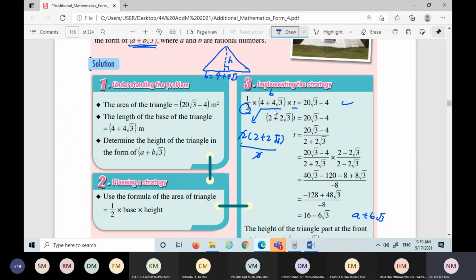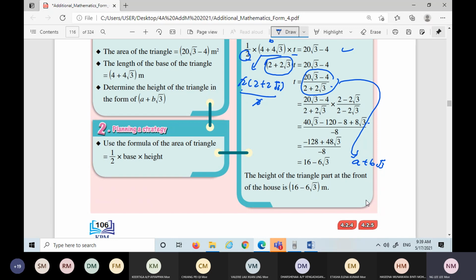Okay, next, this one times, you move to this side, become divide. When you come to here, how do you want to simplify this until you get in this form? You times with the conjugate surd. This is how you apply it. So the conjugate surd here is plus, you get a minus. So 2 minus 2 square root 3. And then the rest, I think you go through by yourself. I think this one you got no problem. I have gone through a few questions with you already.